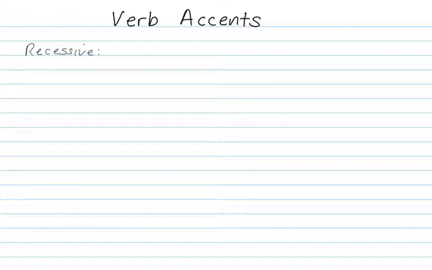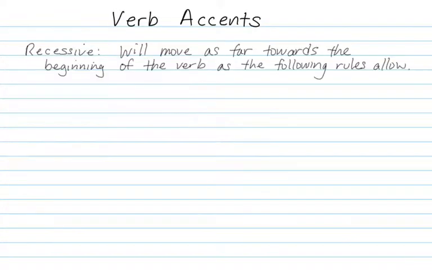So where noun accents were persistent, we say that verb accents are recessive, which means you start with a blank verb with no accents on it, you start at the end of the word, and you move as far forwards towards the beginning of the verb as the following rules allow. So here's the simplified version, and then we get into the details of the weeds in the next slide.